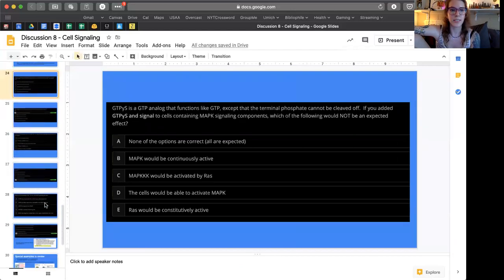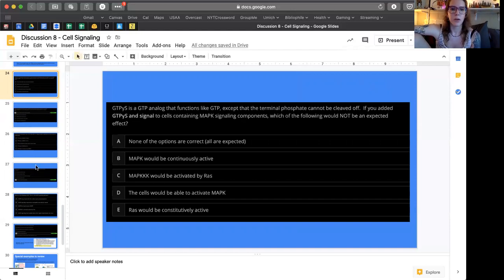Another interesting one, GTP gamma S is a GTP analog. So remember what I said about analogs, that functions like GTP, except that the terminal phosphate cannot be cleaved off. If you added GTP gamma S and the signal to cells containing the MAPK signaling components, so it has the pathway, which of the following would not be an expected effect?